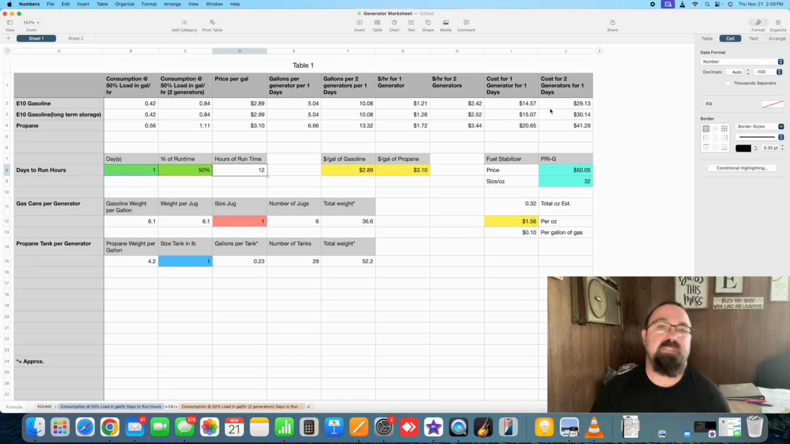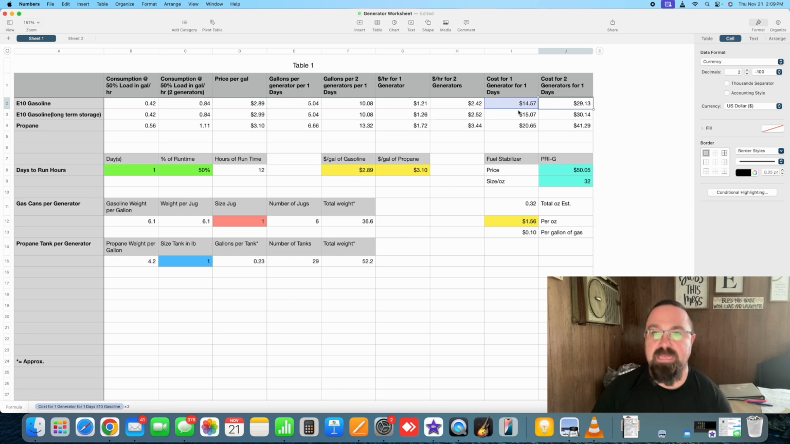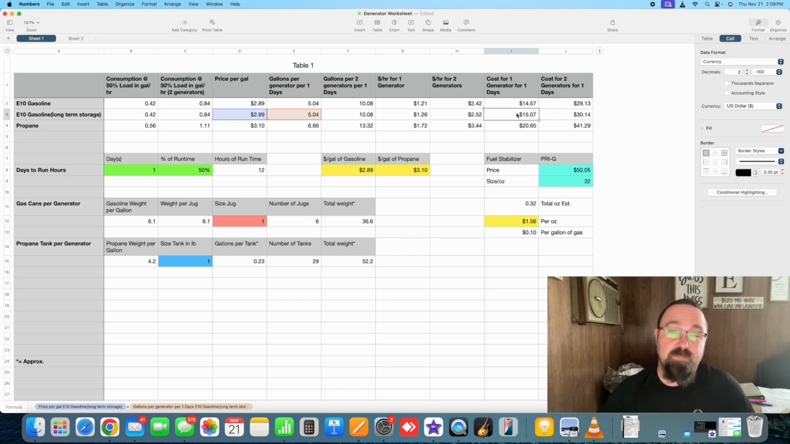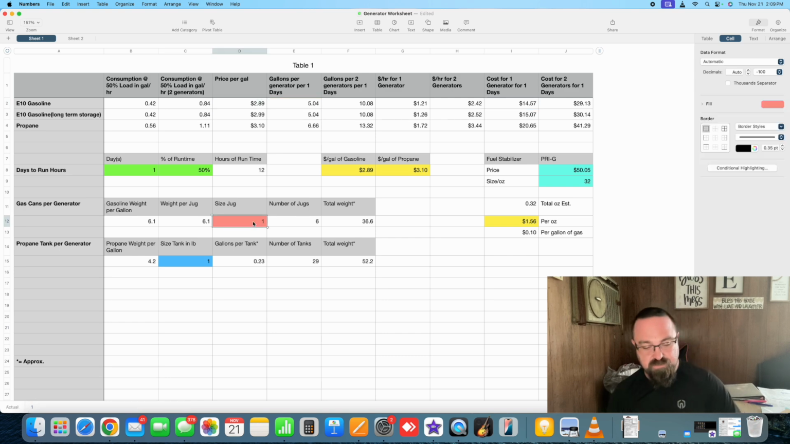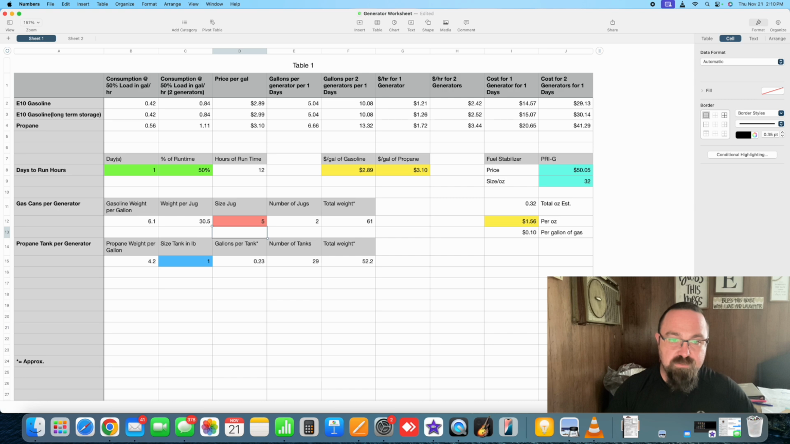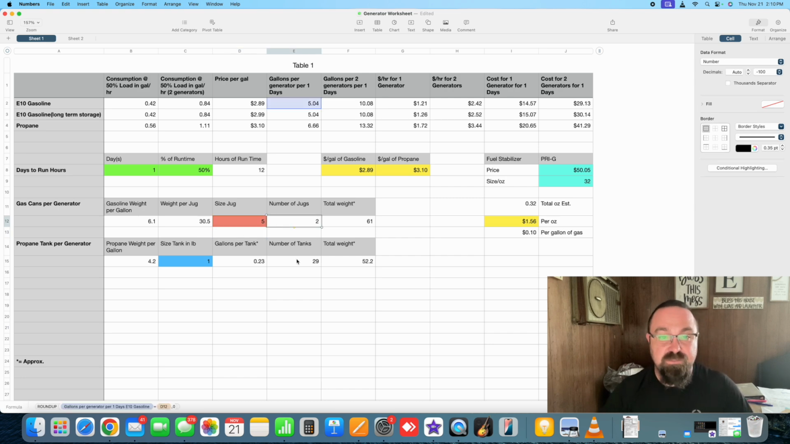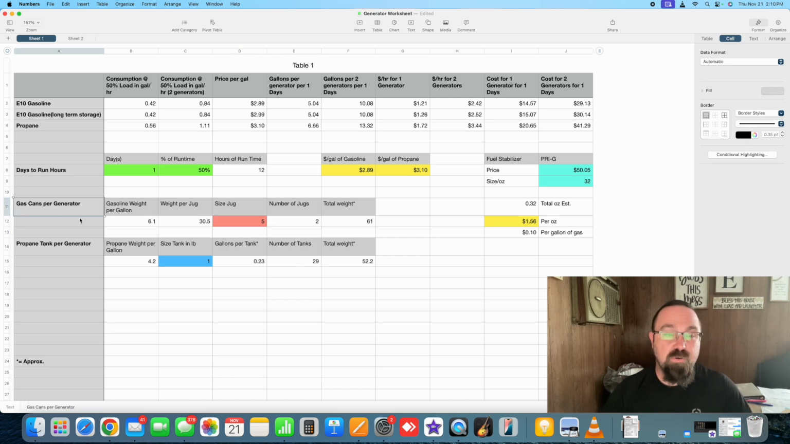So, that goes ahead and shows you that this could potentially cost more than you thought or cost way less than you thought. Also, it'll break down how many jugs of gasoline that you're going to need if that's what you're going to use for storage. The most universal is your 5-gallon jug. It says that you're going to need 2 per generator. Okay, that's not that bad.